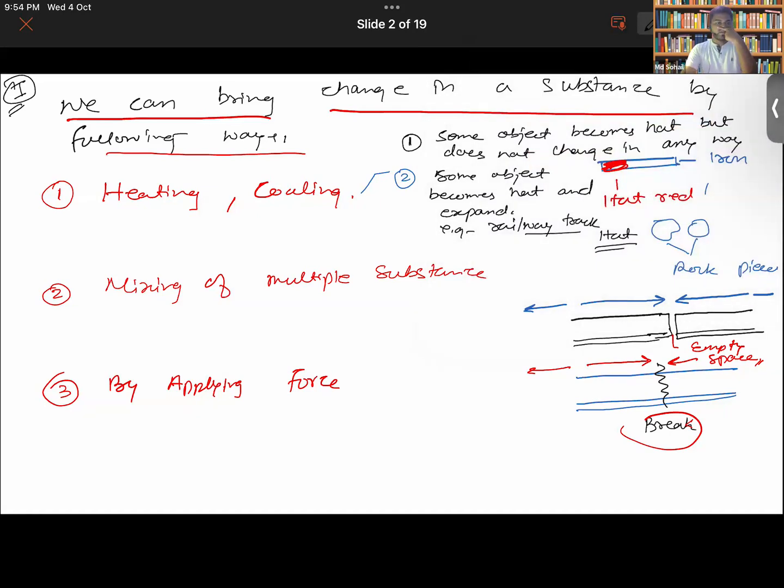Then some objects will become hot and will change their state also. The third case is some objects change their state after becoming hot. Okay. Example is water to water vapor.